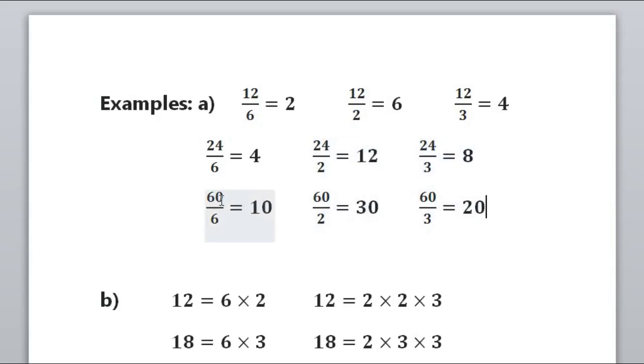Another number, 60, is divisible by 6, because 6 is a factor of 60. But 60 is also divisible by 2 and 3, resulting in 30 and 20. Therefore, any number whose factor is 6 will also have 2 and 3 as its prime factors.